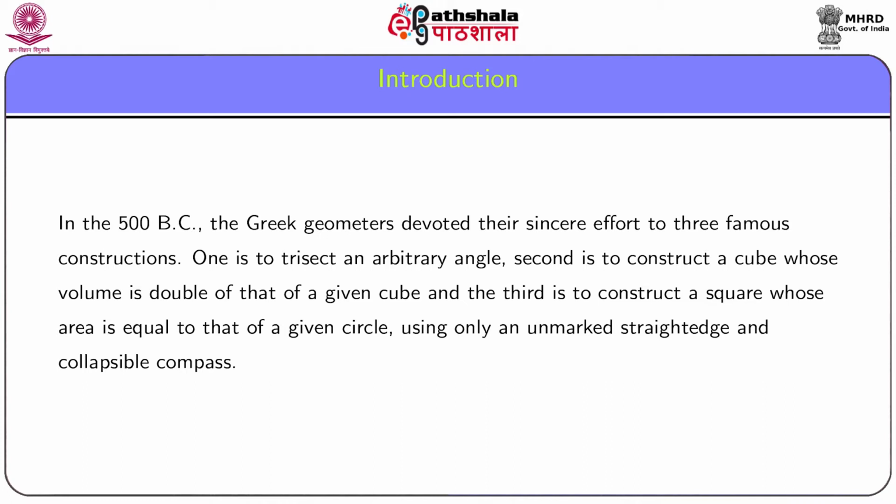And by an unmarked straightedge, we mean a ruler which can be used to draw a straight line but cannot be used for measuring any length. That is, rulers or straightedges where there is no marking for measuring some length.